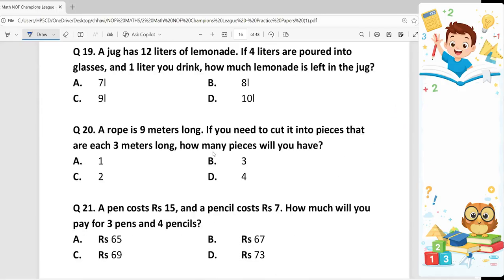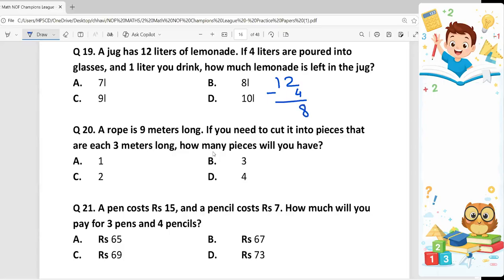19th one. A jug has 12 liters of lemonade. If 4 liters are poured into glasses and 1 liter you drink, how much lemonade is left in the jug? We have 12 liters of lemonade, from which 4 liters is already poured in the glasses. So it is 12 minus 4, 8.